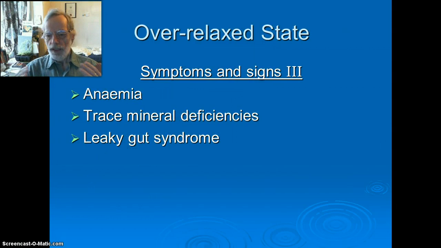And there may be anemia, trace mineral deficiencies, a leaky gut syndrome where the integrity of the gut wall is compromised, so that substances get into the deeper layers of the gut and absorbed into the lymph and the bloodstream, which normally shouldn't.